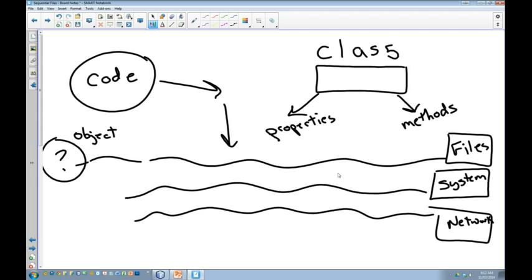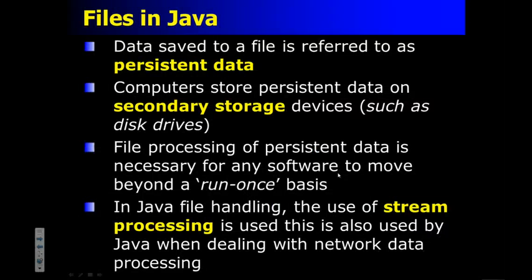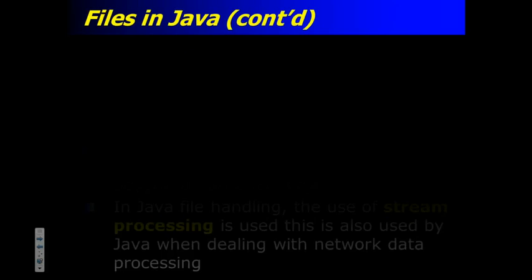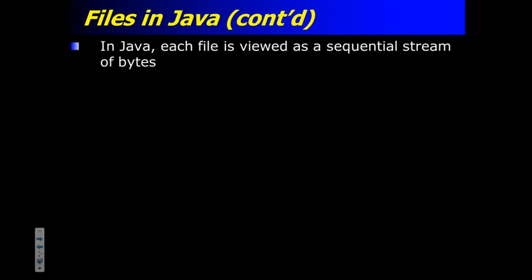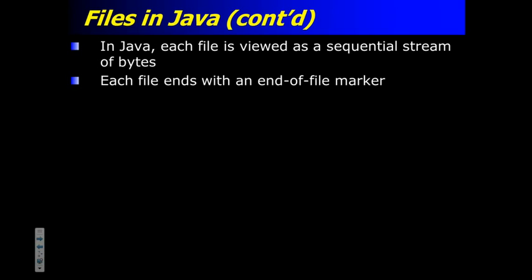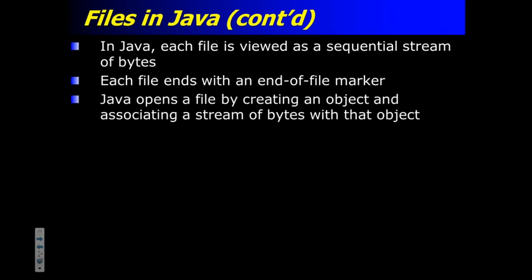So we need a class object to access files, and that's what we're going to use. We're going to use these objects to manipulate the files and connect into them. But important with this is the idea that we are streaming data. If you can grasp that concept, you can apply the streams in different ways. So it's a stream of data that has a marker at the end called the end of file marker.